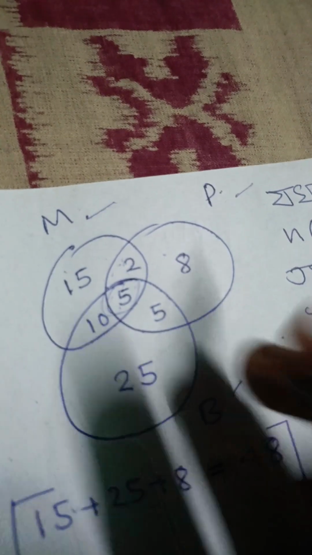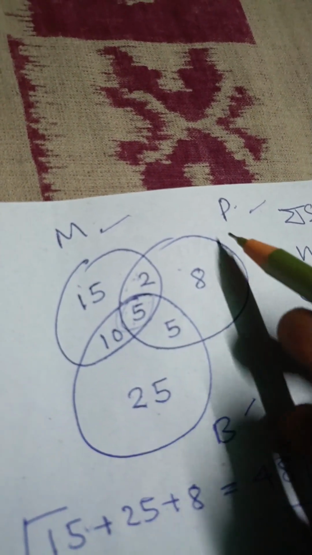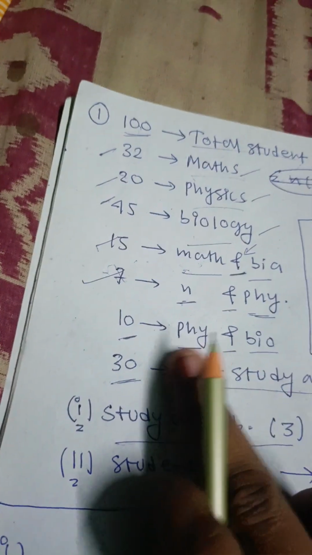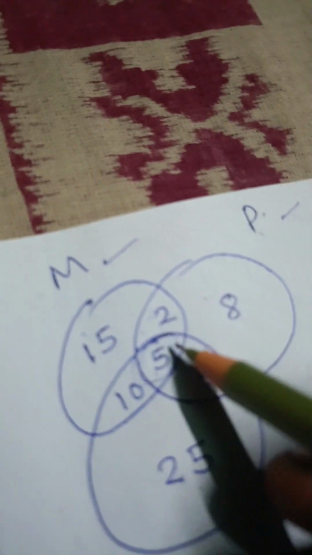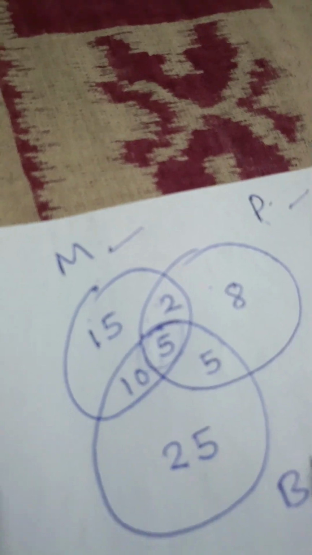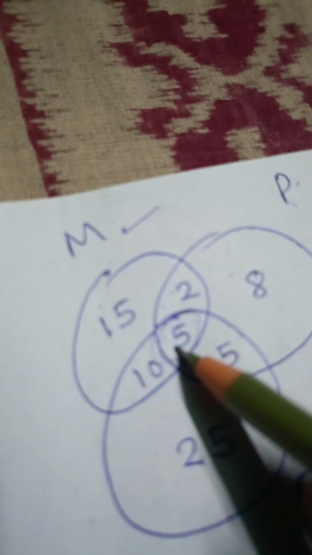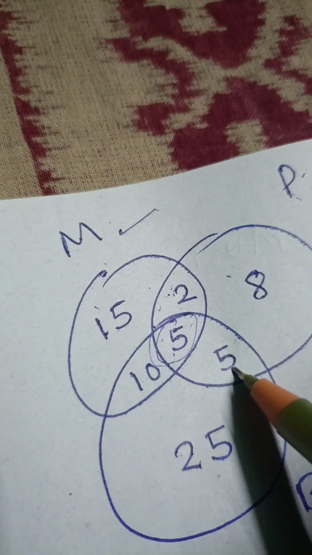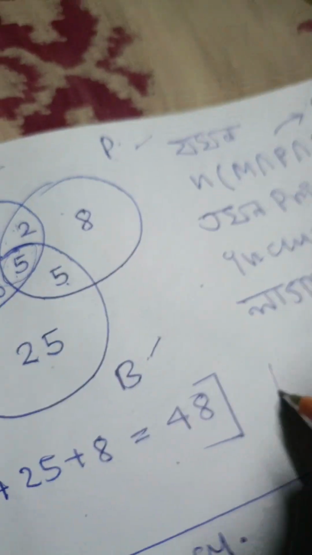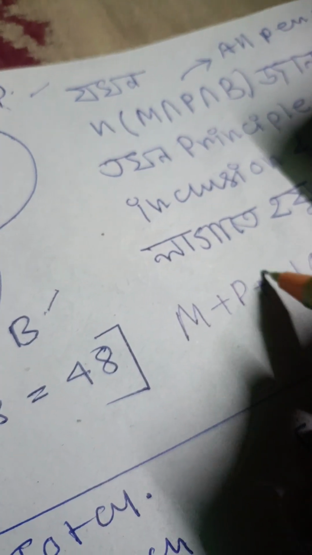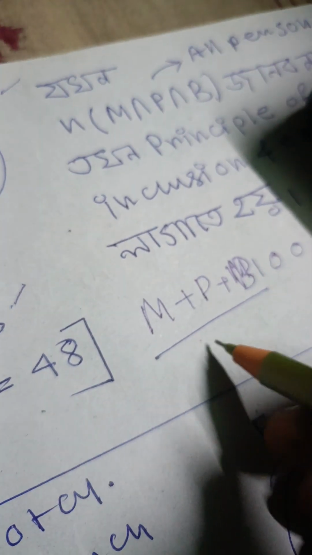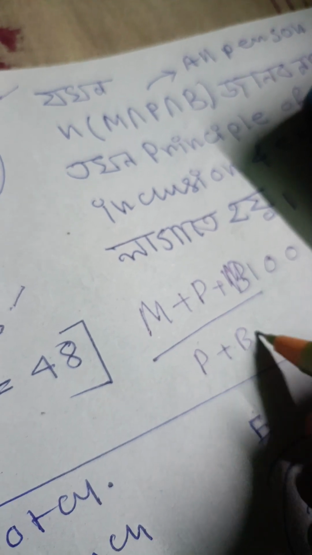First part is done. Now, how many students are studying physics and biology? There are 10 students. So the triple intersection point is 5. There are students who are studying maths, physics and biology. So 5 students are already there. So 10 minus 5, that is 5 students, because they're already studying physics plus maths plus bio. So those students are already included. We just have to find physics and biology, that is 10.